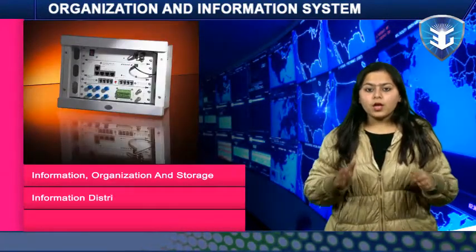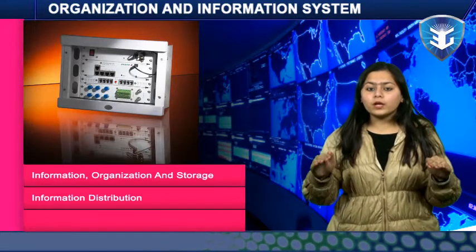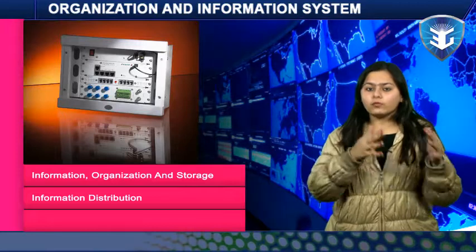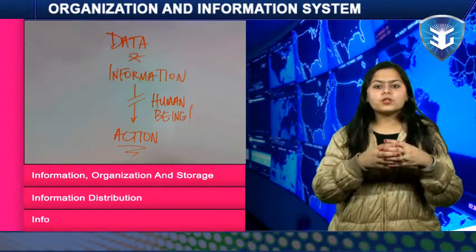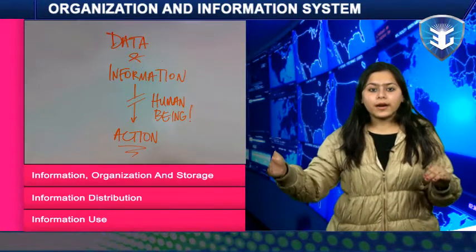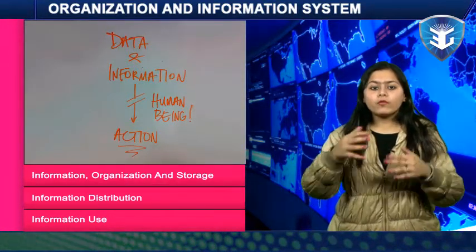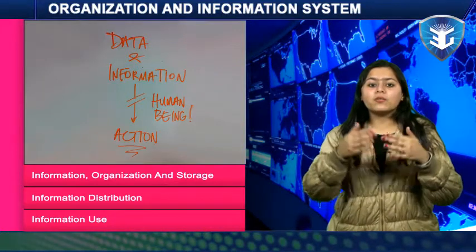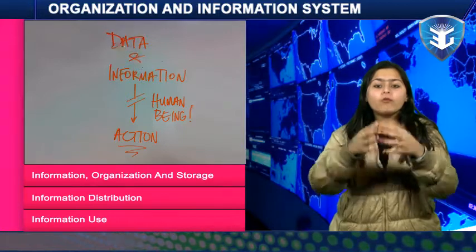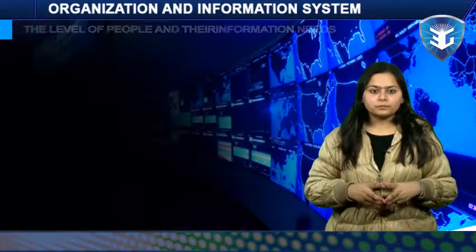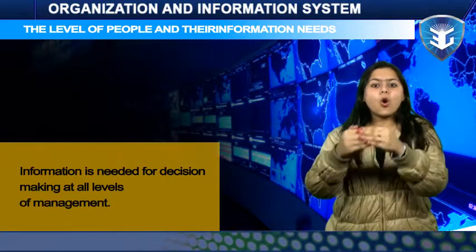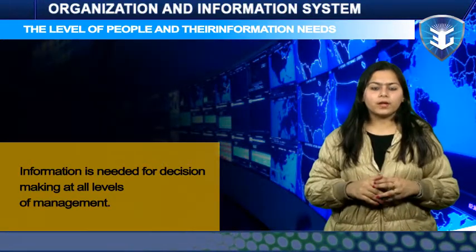Information distribution. The purpose of distributing information is to encourage the sharing of information. Information use. Information use is a dynamic, interactive social process of inquiry that may result in the making of meaning or the making of decisions. Information is needed for decision making at all levels of management.